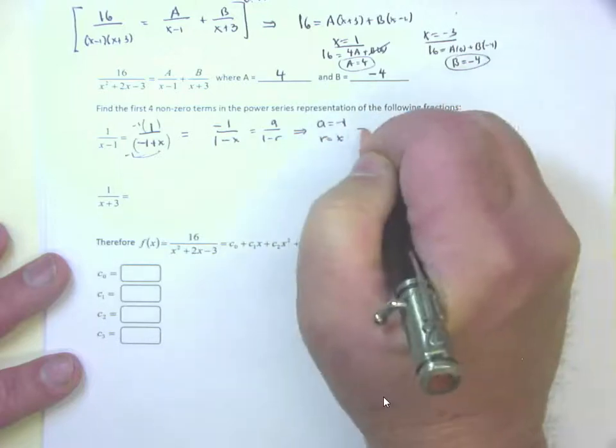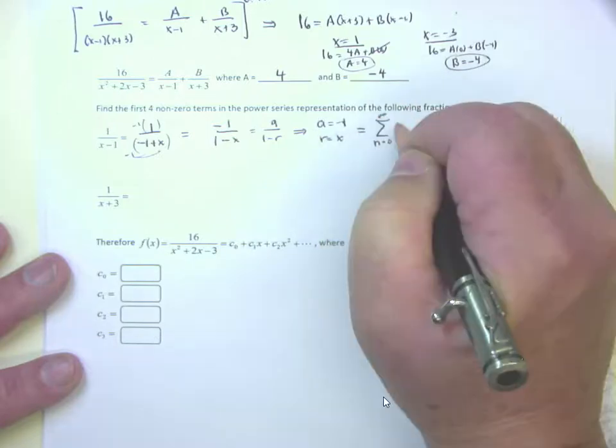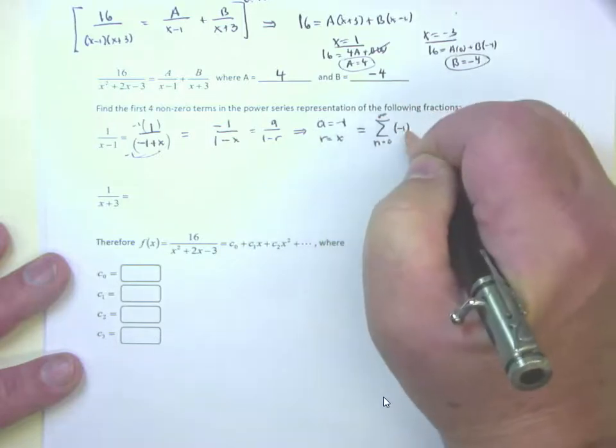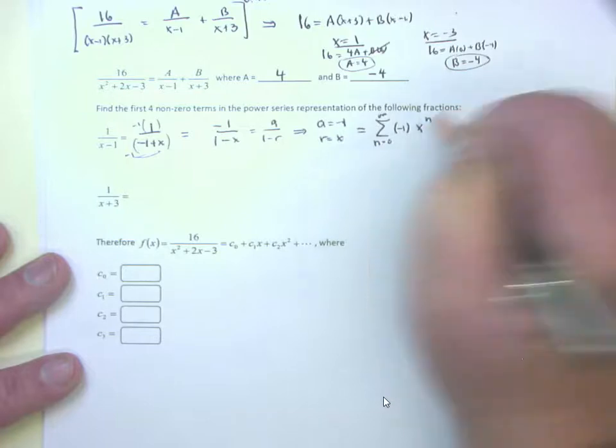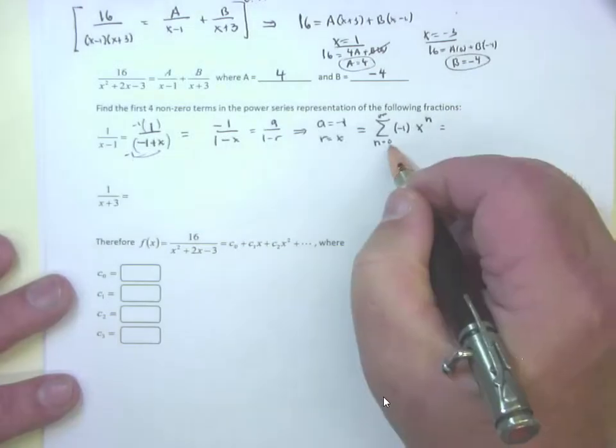So writing this as my power series, this will be the sum as n goes from 0 to infinity of a, which is negative 1, and r, which is x to the n power. Does that make sense? A times r to the n. But they want me to write out how many terms? 4 non-zero terms. But this starts with 0.